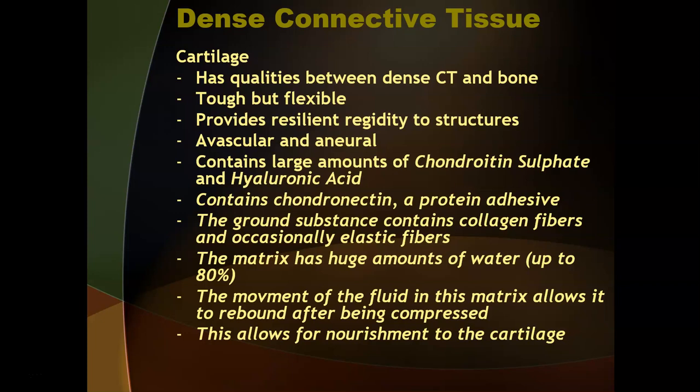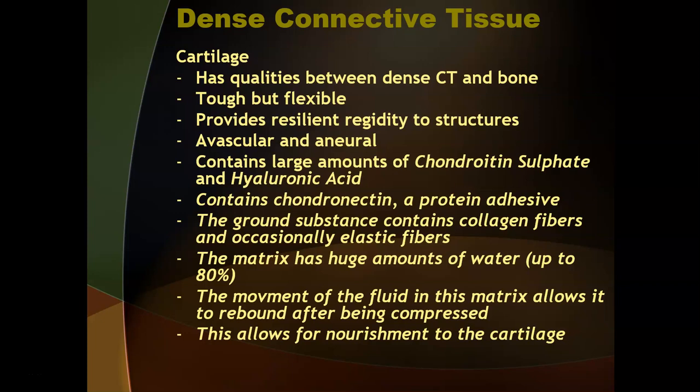So we can say then that it is tough and somewhat flexible. It provides resilient rigidity to structures. So it is resilient and it is rigid. If I were to show you a piece of cartilage from a bone, and I shoved my thumbnail in it, you would see that my thumbnail would leave an impression in there, but the connective tissue is very rigid. And this is sort of a requirement for shock absorption, which is one of the purposes of cartilage. It is avascular, no blood supply, and it is aneural, no nerve supply.